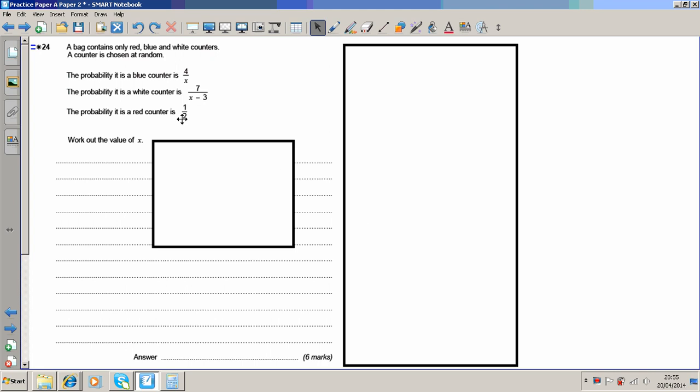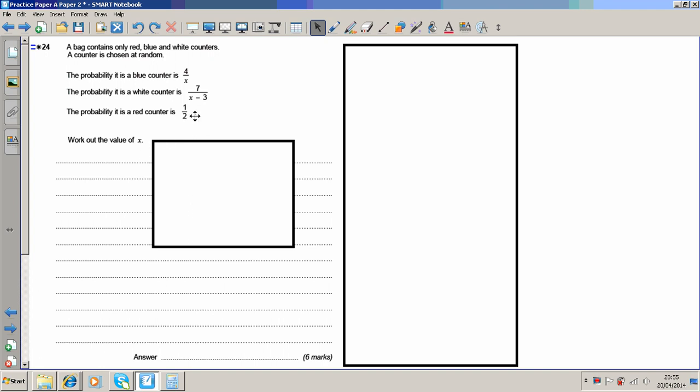Alright, last one. A bag contains only red, blue and white counters. A counter is chosen at random. The probabilities are 4 over x, 7 over x minus 3, and red is a half. Work out the value of x.